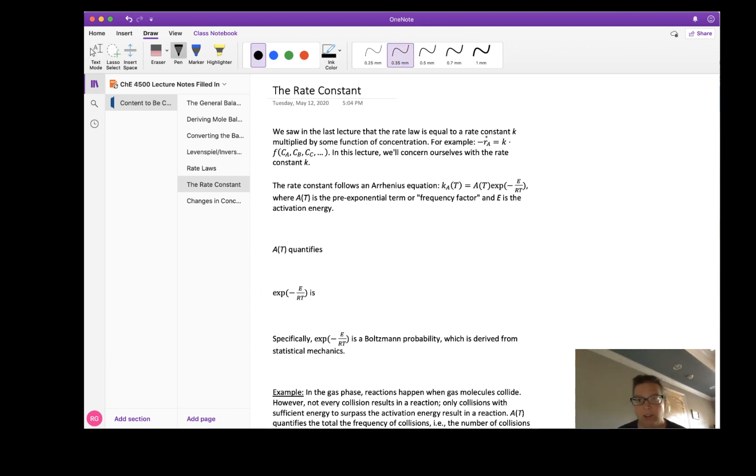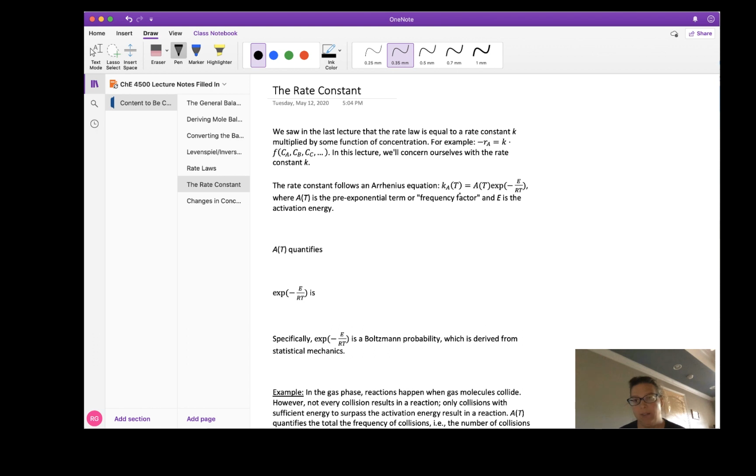So in the last lecture, we wrote the rate expression as equal to a rate constant, K, times a function of concentration. So this is where we get the concentration dependence. In this lecture, we'll talk about the rate constant, which is where the temperature dependence comes from. So the rate constant follows an Arrhenius equation.